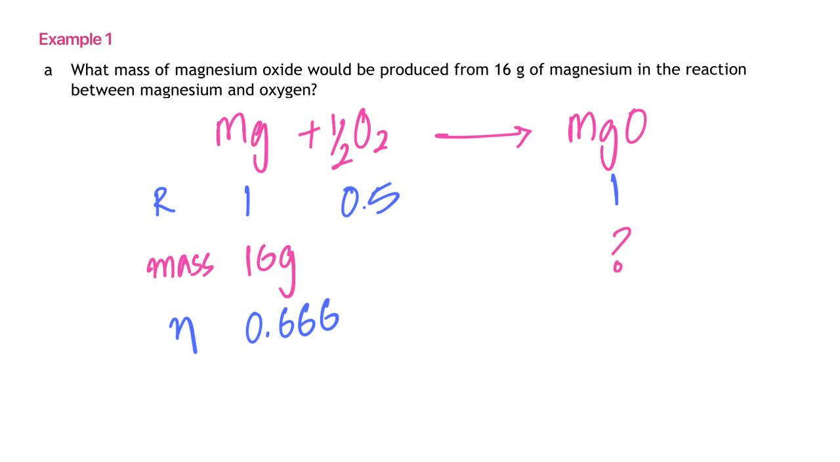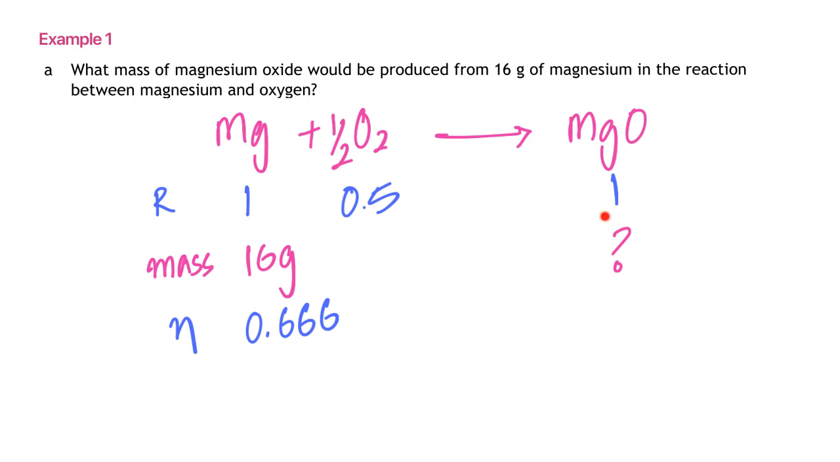Now we've already started step two. I converted the mass into moles. Now I have to apply the logic: if I have this many moles of magnesium, how many moles of magnesium oxide will I be able to produce? If this is one, then this will be one. This is what the recipe, so to speak, is trying to tell me.